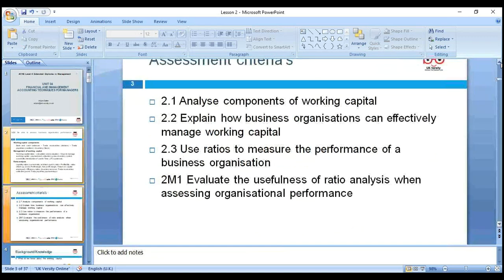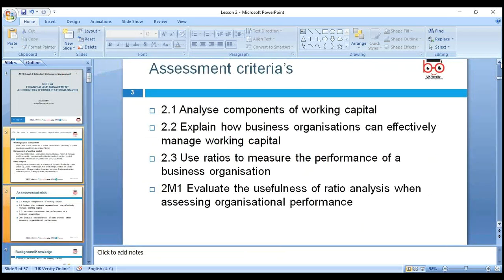So the assessment criteria: analyze the components of working capital, explain how a business organization effectively manages working capital, use ratios to measure the performance of the business organization, and evaluate the usefulness of these ratios. In evaluating, we can look at how these ratios are useful or not, and we'll discuss some limitations of these financial ratios as well.